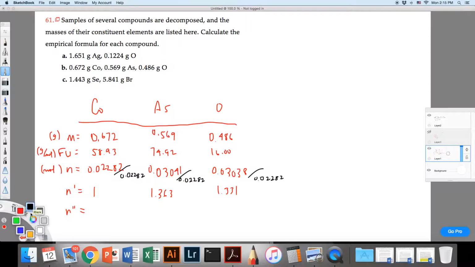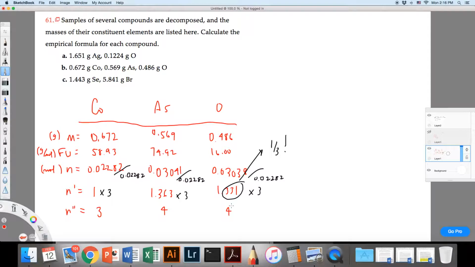Let me go back over here to black. What fraction does that look like? It looks like 1/3, doesn't it? Okay, so if I multiply everything times 3, then this will become 3. Let me go back to red. This will become 3. This will become 4. And this will become 4. You see it?